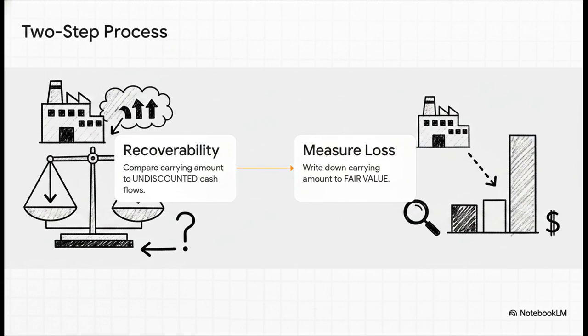Step 2 is where we actually measure the loss. We write down the carrying amount to its fair value. Notice the difference? Step 1 uses undiscounted cash flows, but Step 2 strictly measures against fair value.